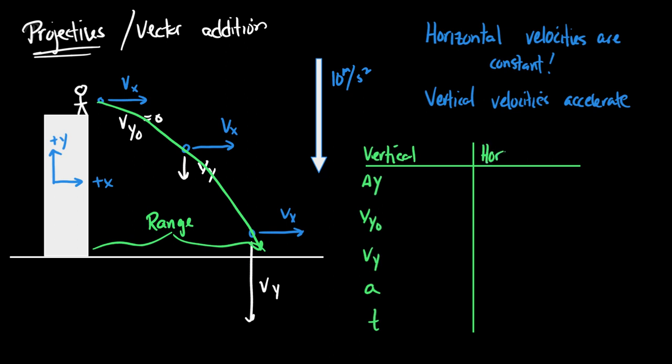But the horizontal part, it has no acceleration. It still has a displacement, a horizontal displacement, which I just told you we're going to call the range. Because there's no acceleration, the horizontal velocity never changes. It's a constant. But there's still time. There's still how long the object moves.